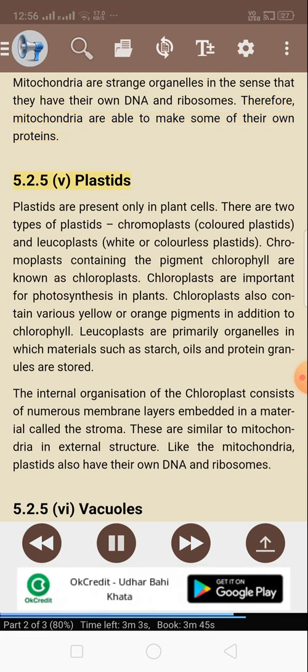5.2.5 VI, plastids. Plastids are present only in plant cells. There are two types of plastids, chromoplasts, colored plastids, and leucoplasts, white or colorless plastids. Chromoplasts containing the pigment chlorophyll are known as chloroplasts. Chloroplasts are important for photosynthesis in plants. Chloroplasts also contain various yellow or orange pigments in addition to chlorophyll. Leucoplasts are primarily organelles in which materials such as starch, oils, and protein granules are stored.